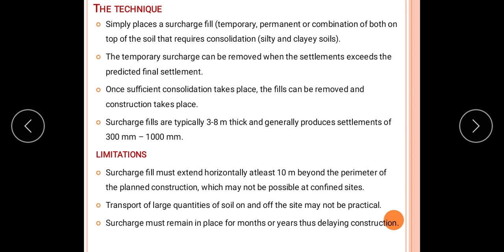Okay, the limitation of this technique is the surcharge fill must extend horizontally at least 10 meters beyond the perimeter of the planned construction. It is very important. So whenever there is a site restriction, we cannot apply this technique, because the surcharge fill should cover 10 meters beyond the perimeter of the planned construction. Transport of large quantities of soil on and off the site may not be practical. It is also one of the limitations. Surcharge must remain in place for months or years, thus delaying the construction. So consolidation is a time dependent process, so it takes more time.